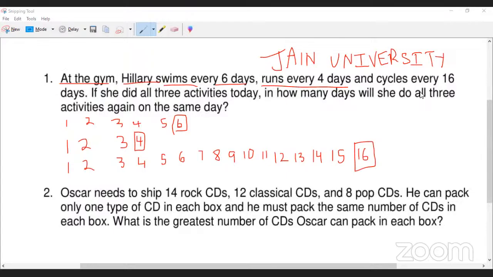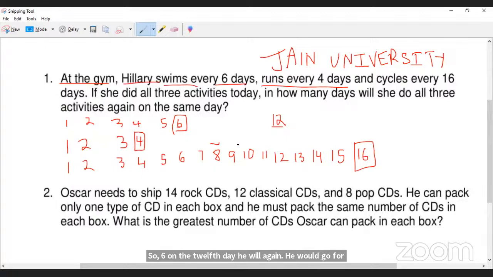Done? Okay. So now what are we supposed to find? So this happens again after 16 days, he would be cycling. For every 6 days, so on the 12th day, he would go for a swim. And on day 8, day 12, day 16, he might go for a run. But for sure, he doesn't go for a swim. The swim will happen again at 8.